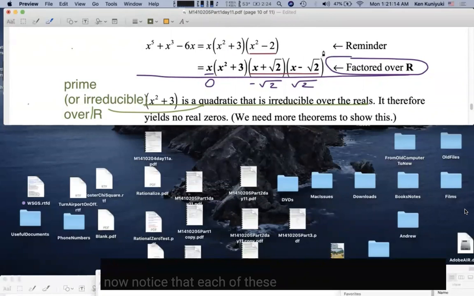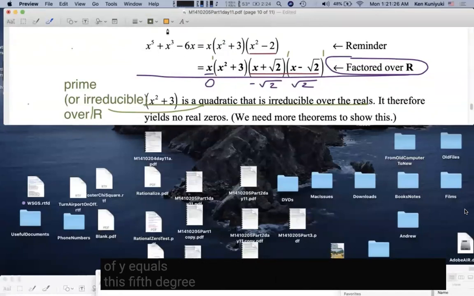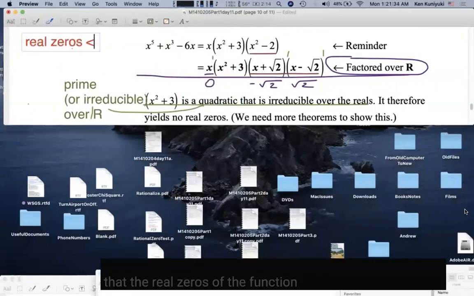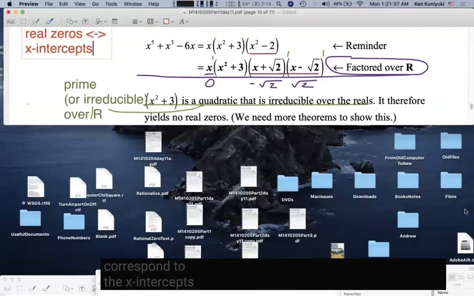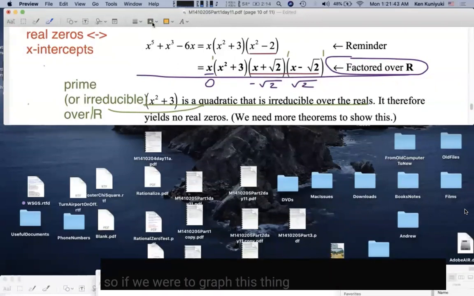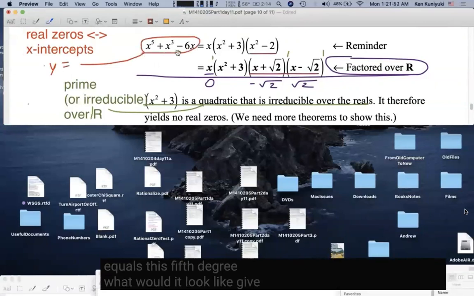Now notice that each of these has multiplicity 1 on the factors. And remember, these real zeros correspond to what points on the graph of y equals this fifth degree? Remember that the real zeros of the function correspond to the x-intercepts of the graph. So if we're to graph this thing, what would it look like? I'll give you 15 seconds. Sketch a graph.